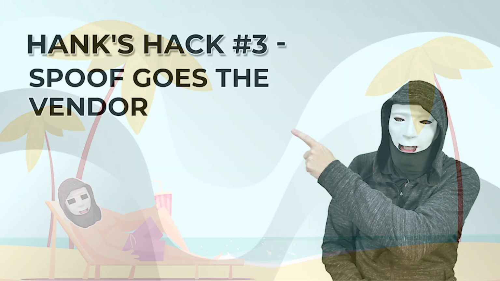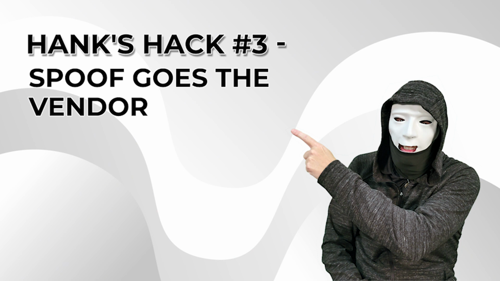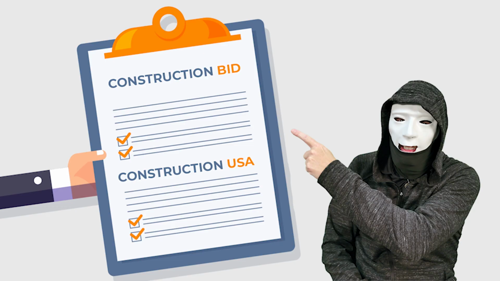Here's another one I like to call Spoof Goes the Vendor, or Hank's hack number 3. In this scenario, I don't even have to hack anybody. I'll just find one of your organization's vendors. It's easy to do. Maybe I'll look in a council agenda. Maybe I'll do an open records request. I'll see who won a construction bid, and then I'll create a new domain pretending to be them. Remember our old trick about the O to 0? I'll send you an email. If I'm feeling real criminal, I'll whip up a fake letterhead too, the whole 9.